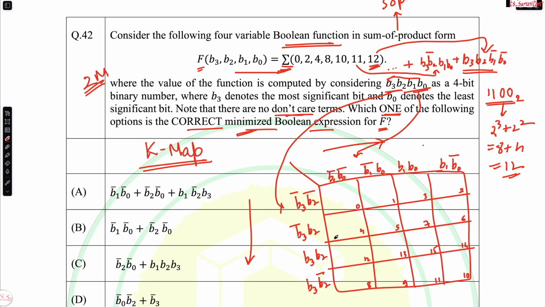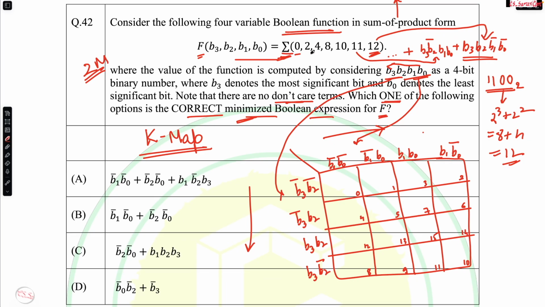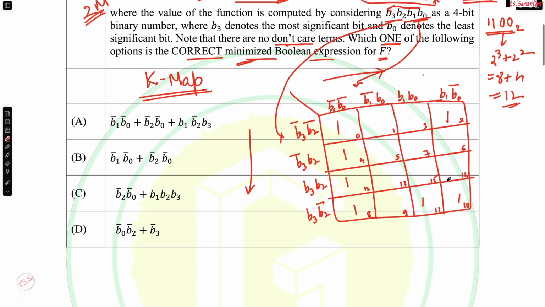Once we have drawn the K-map, right, we can directly write ones at the places that are directed to us by this, right? So 0 is a 1, 2 is a 1, 4 and 8 are 1s, 10 and 11 are ones, and 12 is also a 1. Very good. So these are all the ones that we're going to get, right?